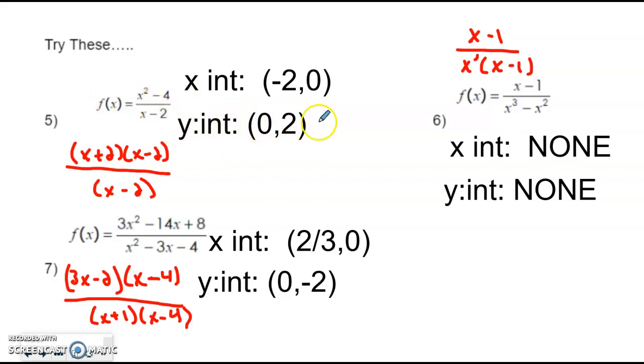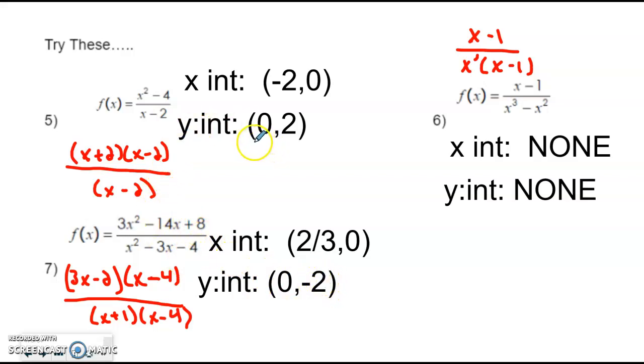For number 5, you got the y-intercept to be 0, 2. What you would have found in number 6 is you would have gotten 1 over 0, which is undefined. That means that there is no y-intercept. And then in number 7, for the y-intercept, you should have gotten 0, negative 2, because you would have gotten 8 over negative 2, which would have gotten you 0, negative 2.